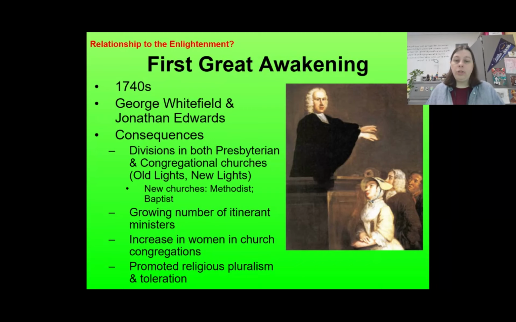Both of the two Great Awakenings are going to have a big impact on women, and particularly increased church membership among women. They tend to promote religious pluralism. The divide of Old Lights, New Lights: Old Lights is anti-revival, New Lights is pro-revival, and it is significant when we get to the Revolution.